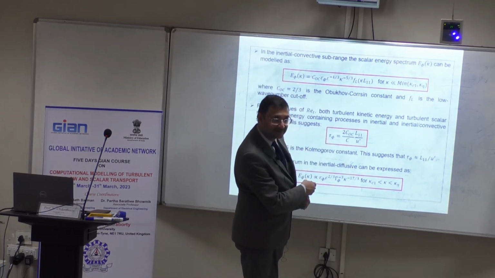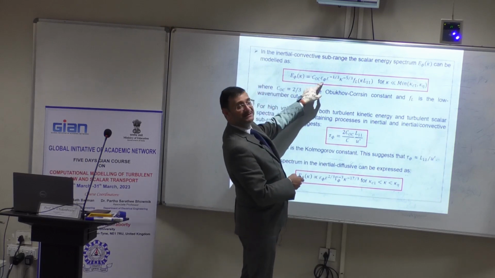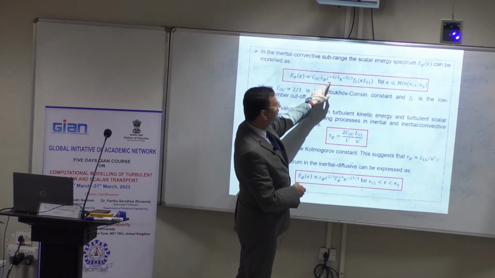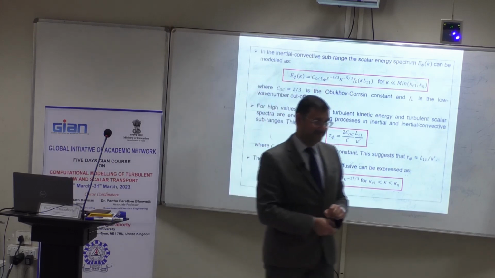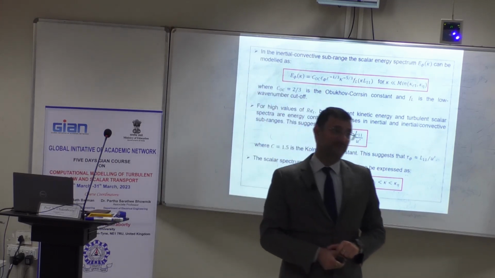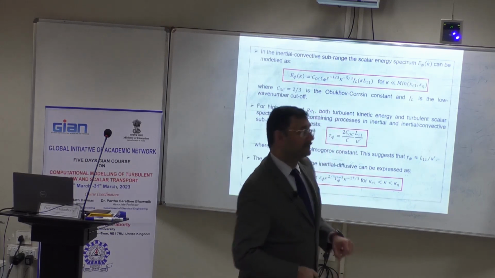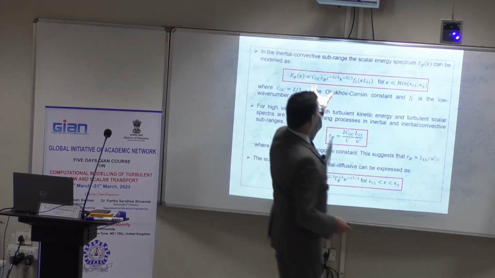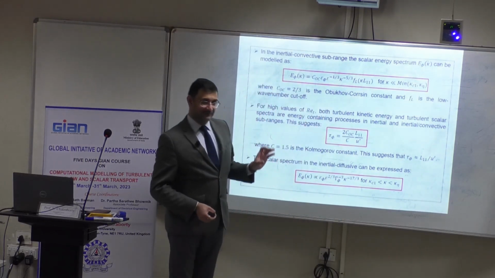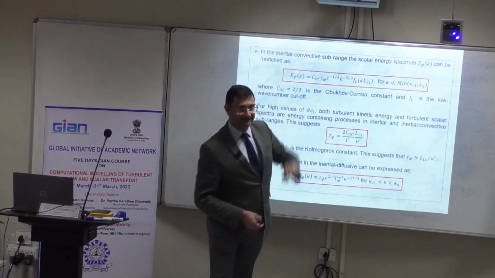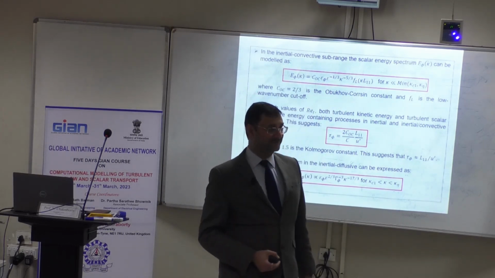Now you have the scalar dissipation rate sitting there, and epsilon, the dissipation rate of kinetic energy, raised to the power minus 1/3. Okay. You can actually come up with the idea of a velocity spectrum, make both of them epsilon, you will get epsilon raised to the power 2/3.